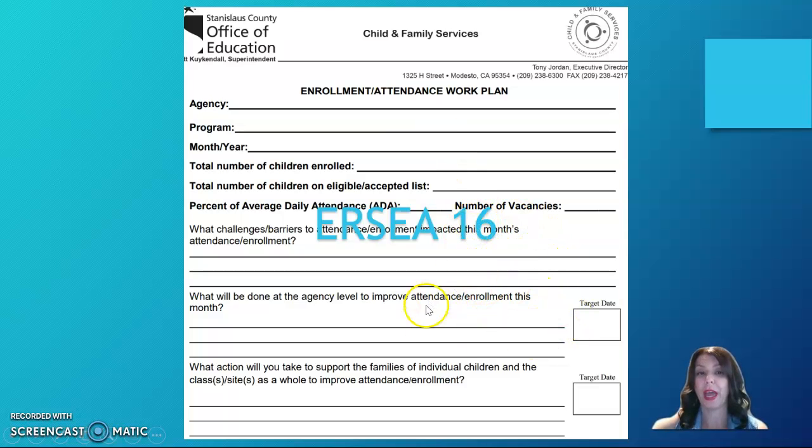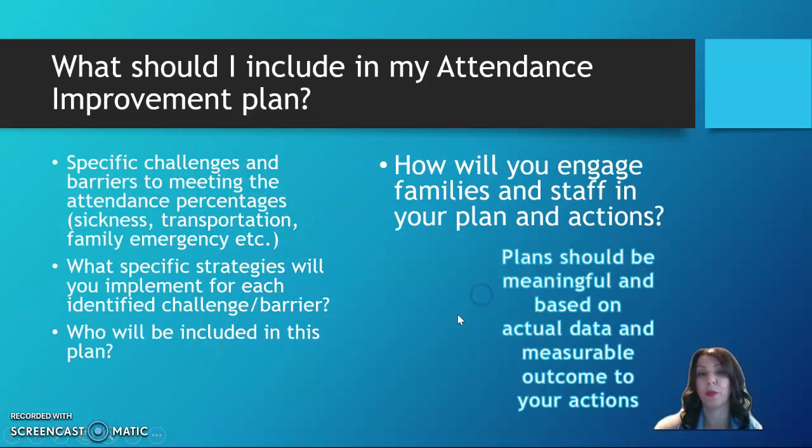We want to make sure the form was simple so that you can spend the time focusing and brainstorming with your teams on how and what information you're going to include on this form. But it's pretty straightforward on the information you should include. So here are some things for you to think about. Specific challenges and barriers to meeting the attendance percentages.